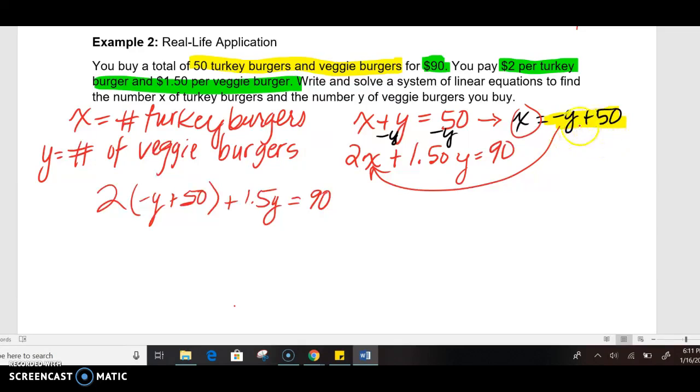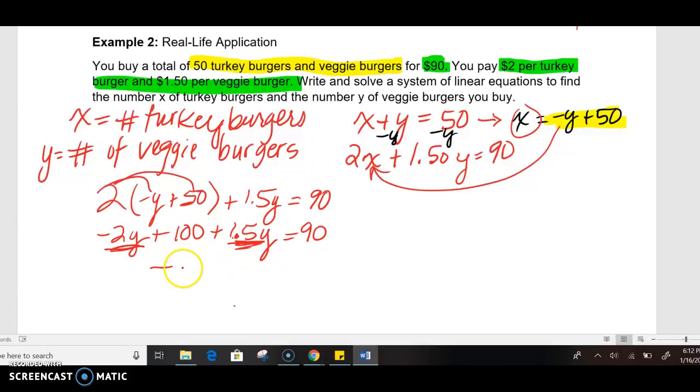Okay, keep in mind it would be okay to write 50 minus y. It means the same thing. So when you substitute that in, you're going to distribute here. So that's negative 2y plus 100 plus 1.5 y equals 90. I'm going to combine my like terms, which are my y's. Negative 2 plus 1.5 is negative 0.5 y plus 100 equals 90.